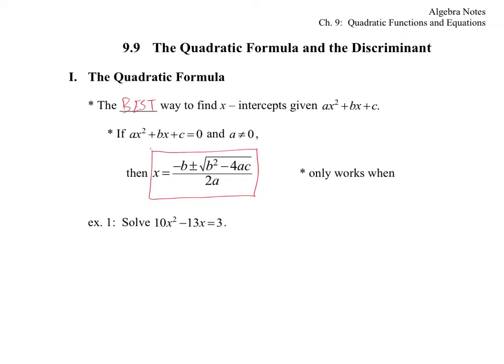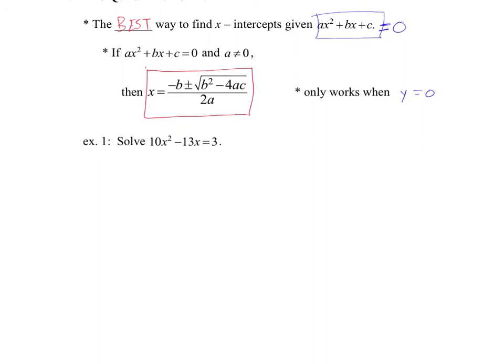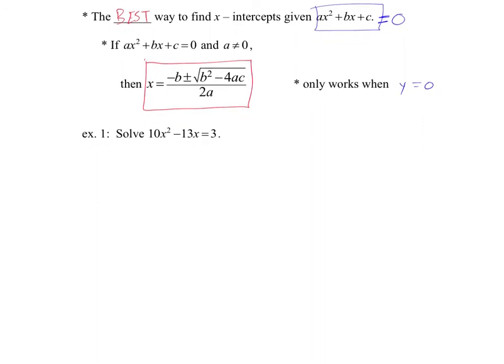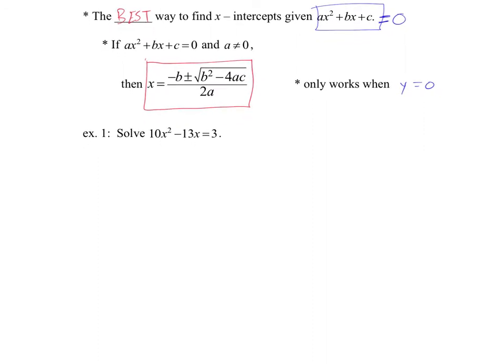So, okay, I want to make the point though, it only works when y equals 0. In other words, you have to take your quadratic something like this here. You have to make one side equal 0. And that's going to pop up on the test and some of the homework, so make sure you do that first. Let's do some examples, and we'll figure out this discriminant thing, and we will be done with the chapter.